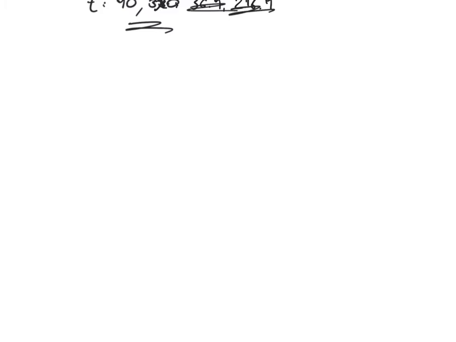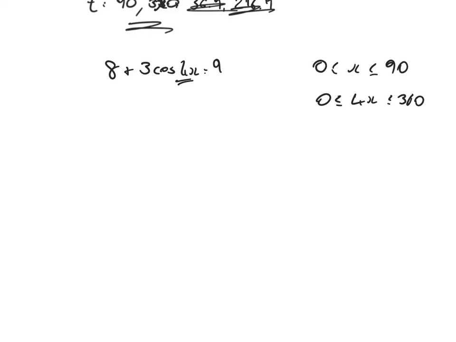Okay, let's try another. 8 plus 3 cos 4x is equal to 9, and I'm looking for solutions between 0 and 90. First of all, it's a quadruple angle, so let's multiply the limits up. 0 times 4 is 0, and 90 times 4 is 360. And 3 cos 4x will be equal to 9 take away 8, which is equal to 1.